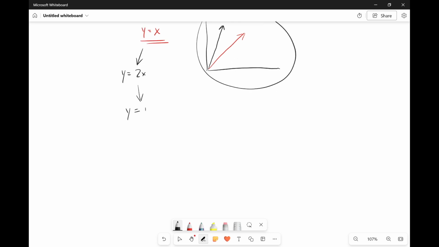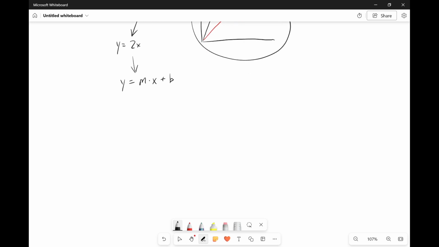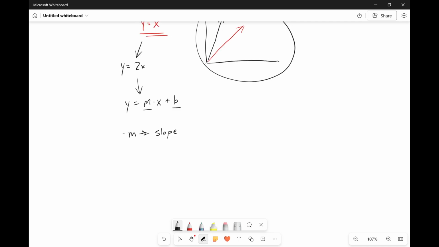Y equals m times x plus b. So what do these extra letters do now, m and b? Well, m is just your slope of the function. So in this case, up here, it was 2, but it's typically modeled as your change in the y direction divided by the change in your x direction.